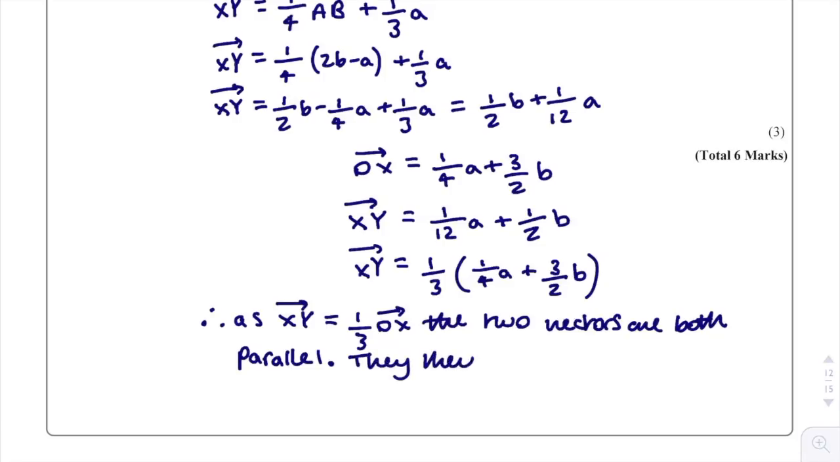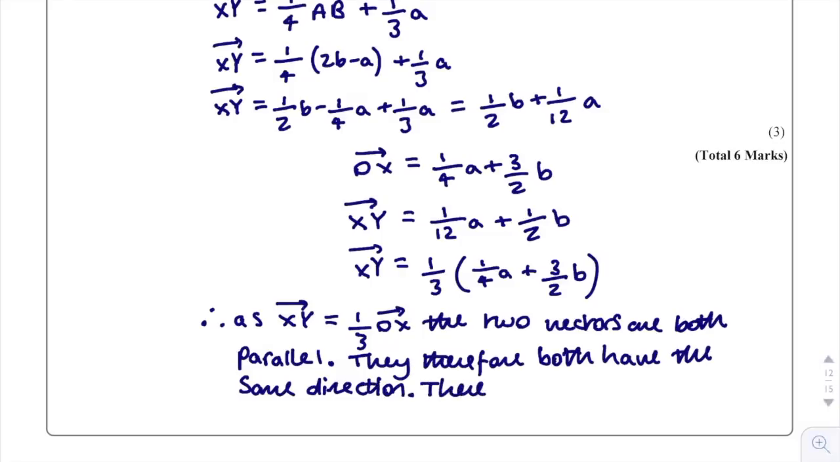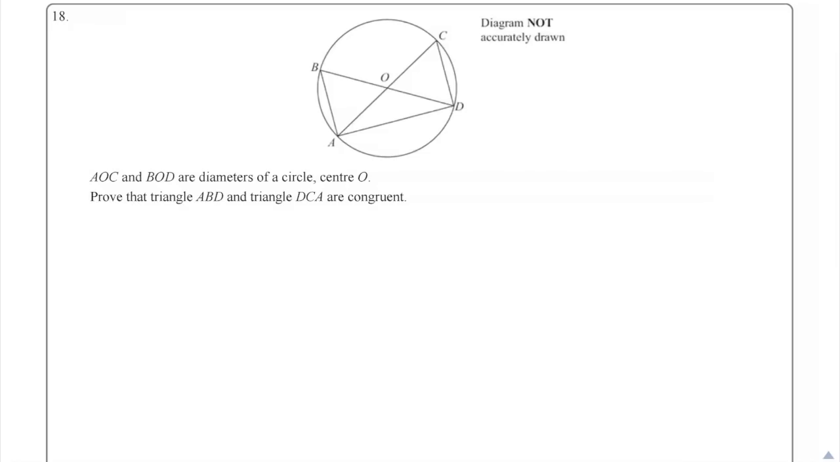They therefore both have the same direction, and we can just say therefore OXY must be a straight line. Question 18 says AOC and BOD are diameters of a circle centre O.